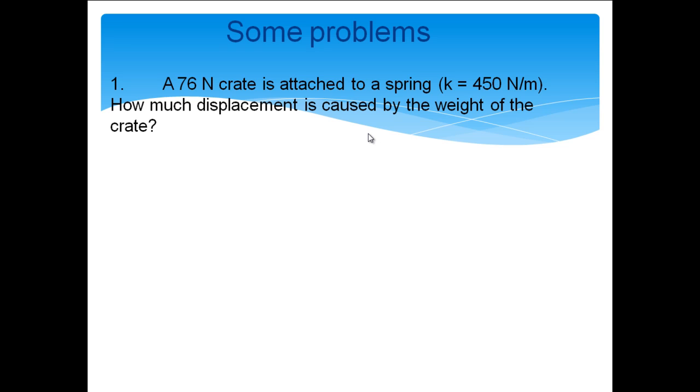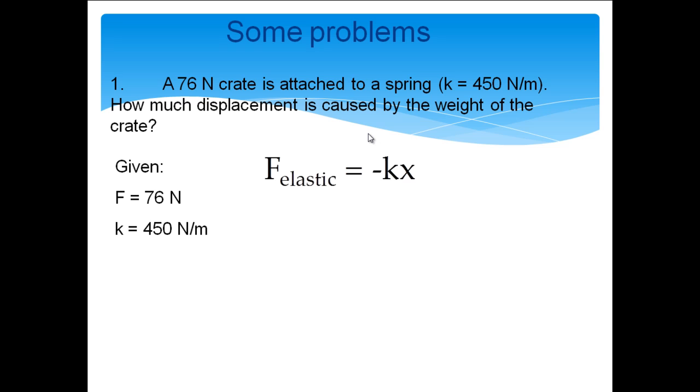So here's some problems. These problems are easy. A 76 newton crate is attached to a spring with a spring constant of 450 newtons per meter. How much displacement is caused by the weight of the crate? So this one, we're just hanging a spring. We're hanging the mass from a ceiling with the spring attached to the ceiling, mass hanging down. So we're given that the force equals 76 newtons. We're given that k is 450 newtons per meter.